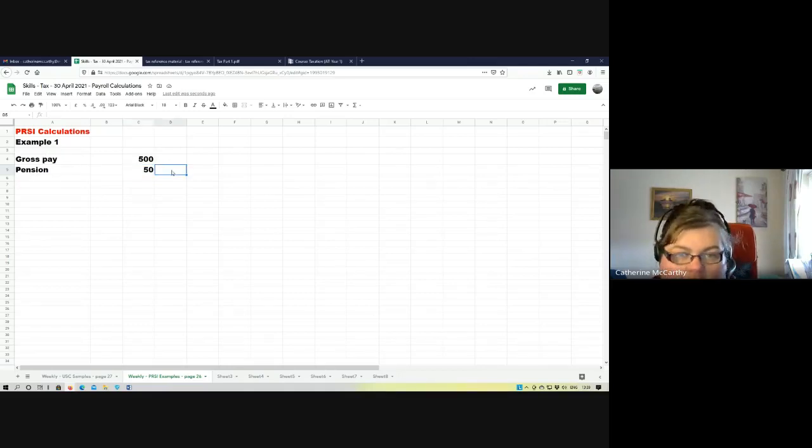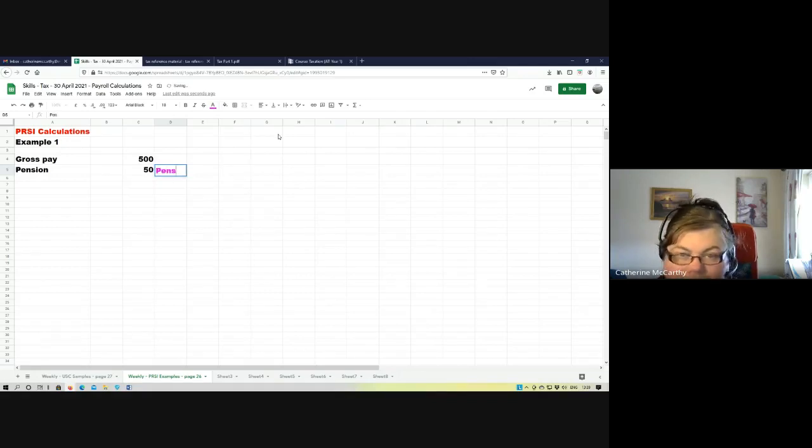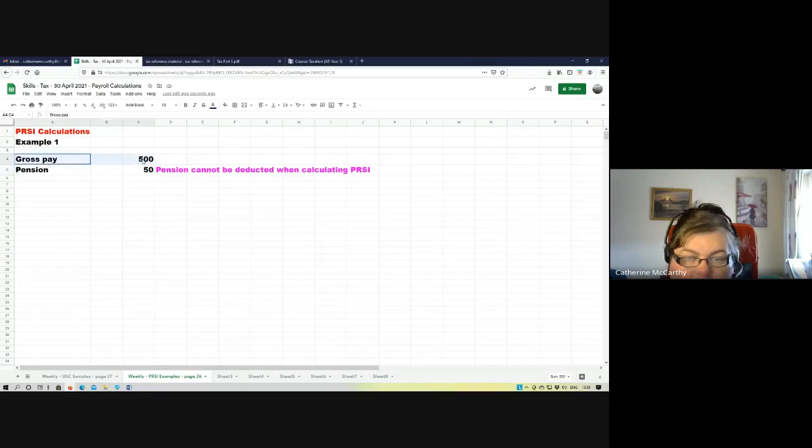But the important thing now for PRSI again is pension cannot be deducted when calculating PRSI. Okay, so pension cannot be deducted when calculating PRSI. So the PRSI for this person will be based on €500, a gross pay of €500.